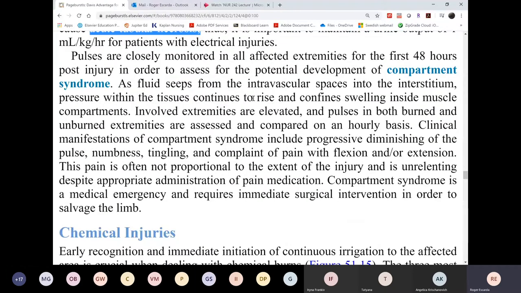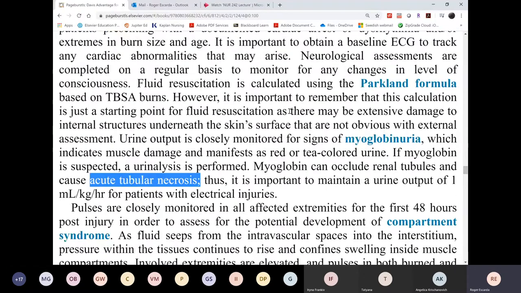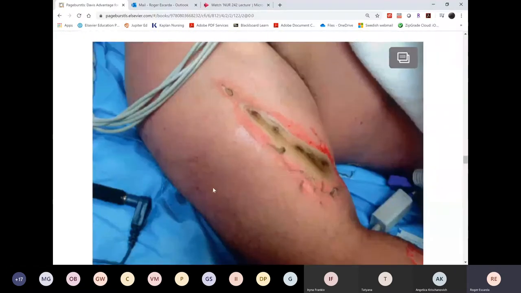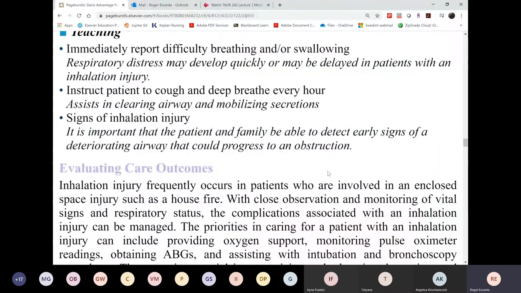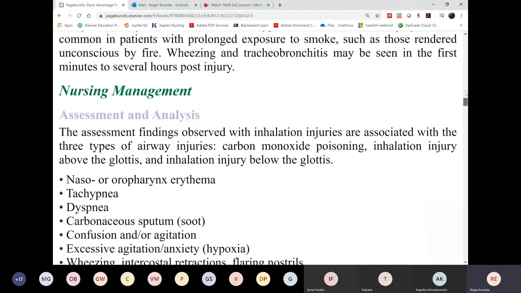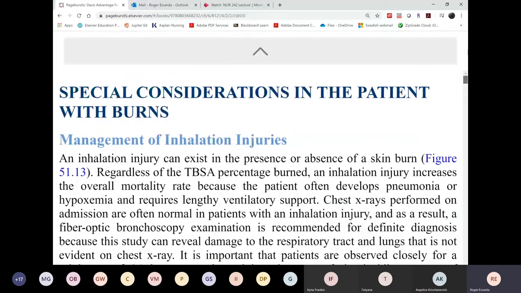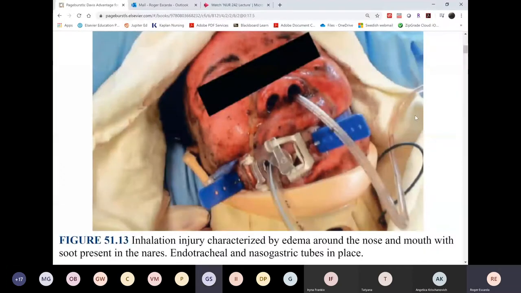Now for circumferential burns, for instance, let's look at this arm. This doesn't look so bad, but imagine, you know what? The bigger example is this patient up here. All right, look at this patient. And then imagine this is an arm. Look at how swollen this patient's face is. I'm sure this patient didn't look like this yesterday.